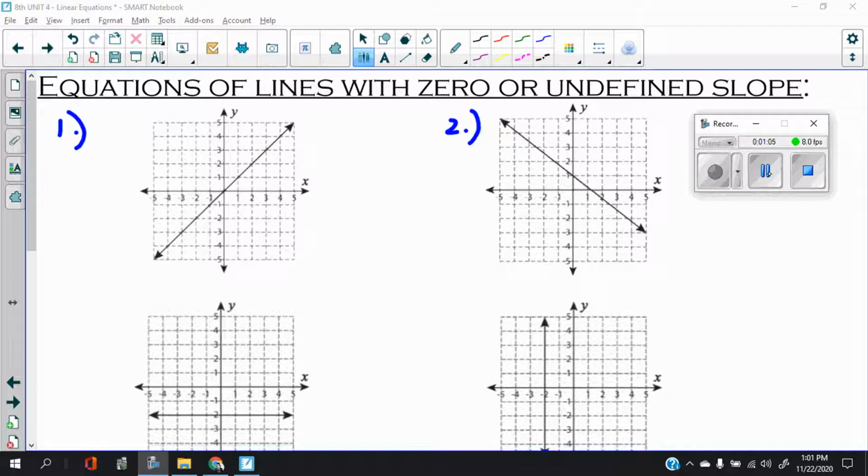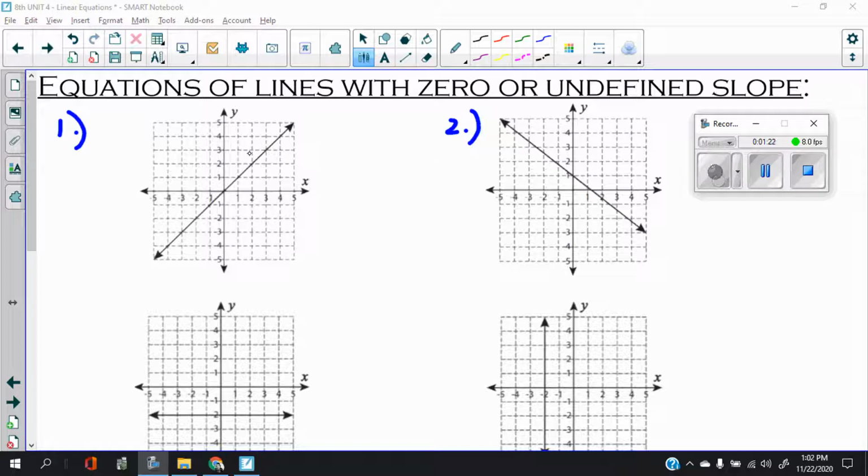So why don't we actually try number one and two right now, and when you come back, I'll tell you what the equations are. How about that? See if you remember. It's good practice. So press pause right now.